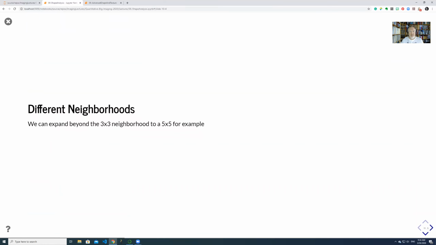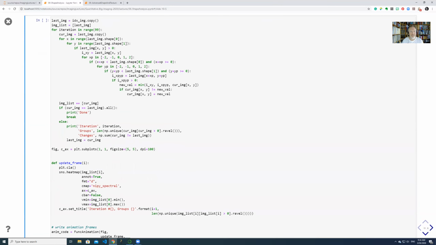Now we looked at the full 3x3 neighborhood. And we want to look at what happens if you change the neighborhood size, for example, going to 5x5. The algorithm is a little bit changed. So we need to loop over different neighborhoods. In this case, it's ±2 in X and Y, like you see here. The value is still assigned the same way. So it's a minimum in the neighborhood. And let's see what we get out of this.